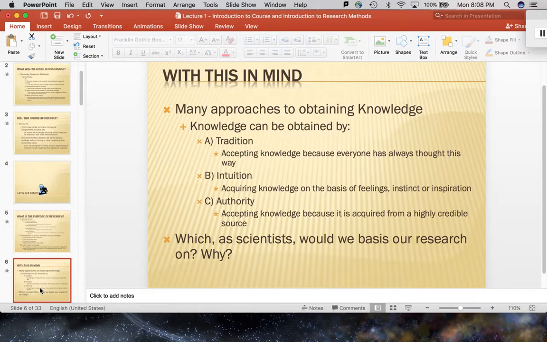So as scientists, which one would we base ourselves on and why? And the answer is actually all three. It's really not one or the other. Now, to be honest, in much more scientific approaches, we would want to base ourselves off of authority. But you have to think about yourself, work backwards now. What happens to the person who first studied that particular topic from a scientific perspective? Where did they get the knowledge from previously? More than likely, they got it from intuition or they got it from tradition.